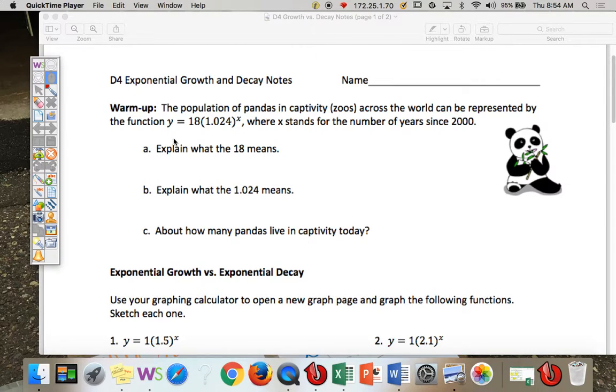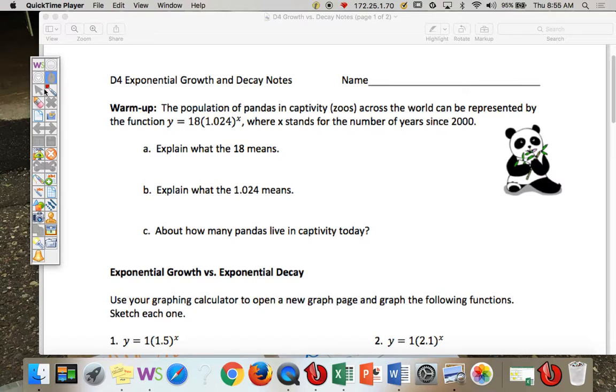Today we're going to look at exponential growth, but also exponential decay. So for the warm-up, the population of pandas in captivity, or zoos, across the world can be represented by this function, y equals 18 times 1.024 to the x, where x stands for the number of years since 2000. Explain what the following numbers mean, 18 and 1.024, and then about how many pandas live in captivity today.